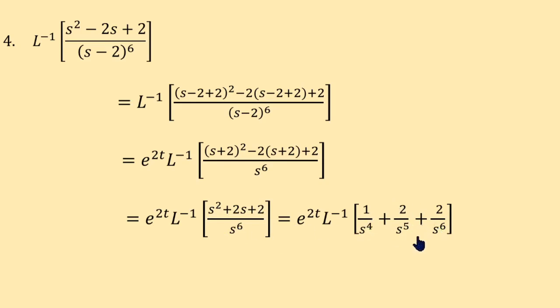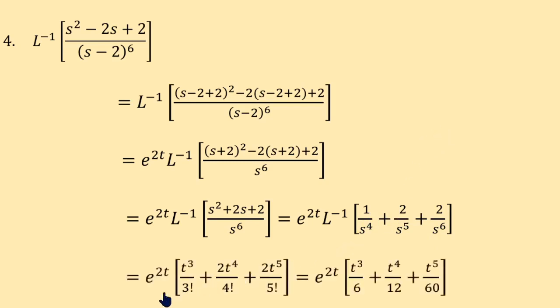And L inverse of 1 by s power n is t power n minus 1 by (n minus 1) factorial, and hence it is e power 2t times t power 3 by 3 factorial plus 2 into t power 4 by 4 factorial plus 2 into t power 5 by 5 factorial. Now 3 factorial is 6, 4 factorial is 24, cancel 2, so it becomes 12; 120, cancel 2, so it becomes 60. Therefore, the answer is e power 2t into t power 3 by 6 plus t power 4 by 12 plus t power 5 by 60. So, that is the inverse Laplace transform of (s square minus 2s plus 2) by (s minus 2) whole power 6.